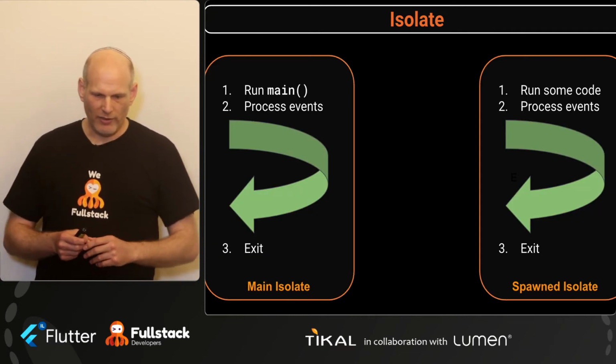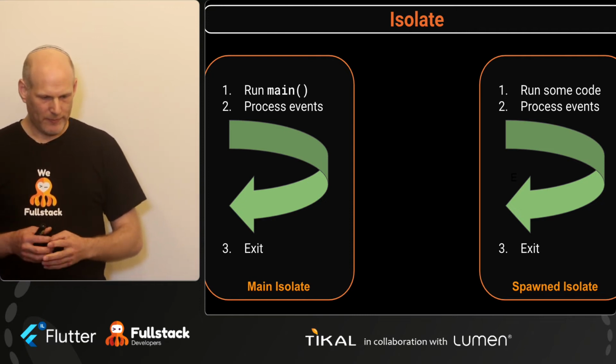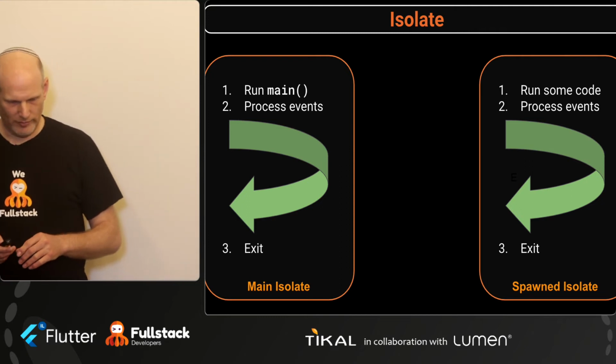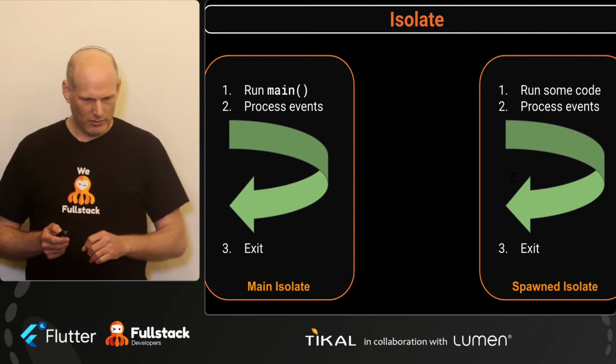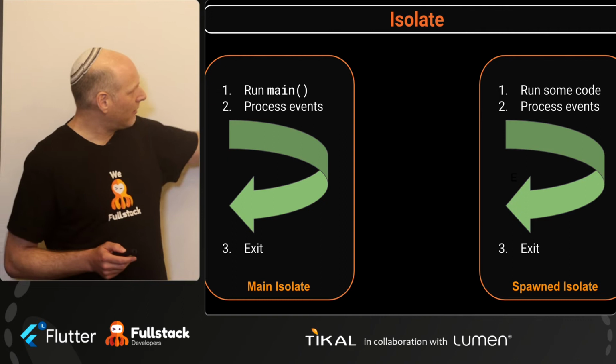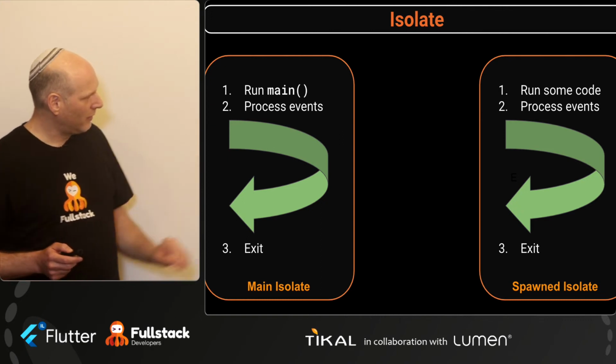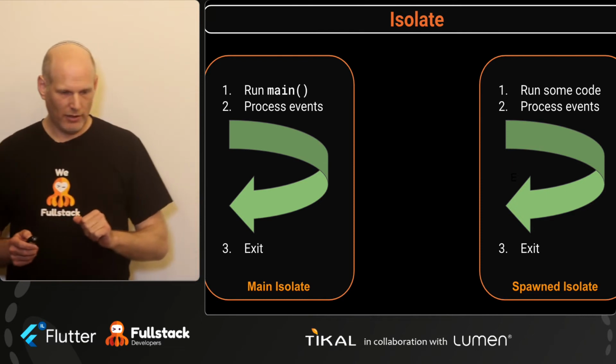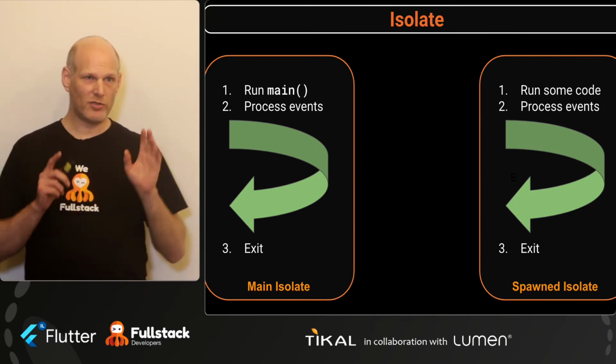So can we create other isolates by spawning them? The isolate will run its own code, not related to the main isolate. So if we have a main isolate, it runs by itself, can potentially spawn some new isolate, and it will run its own code, not necessarily the main method.